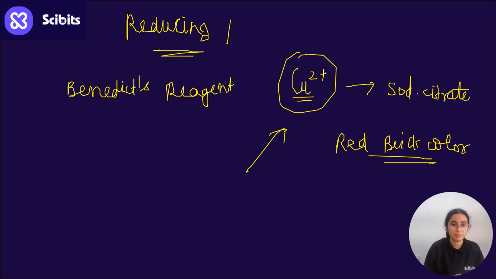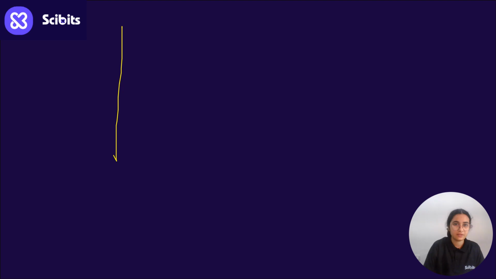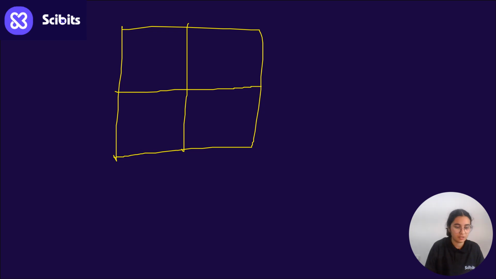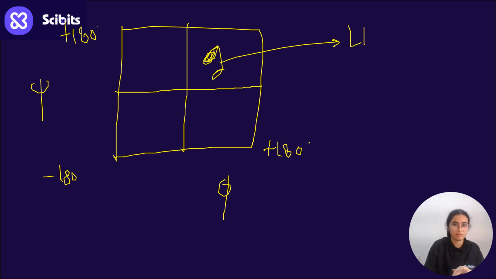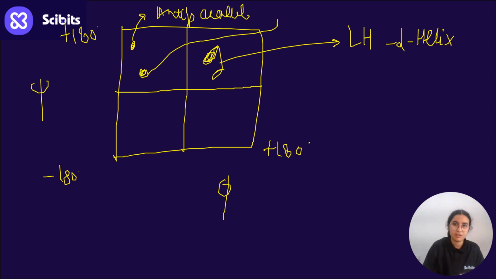Let me tell you quickly about a particular thing, that is the Ramachandran plot. I mean, it's just a revision, right? So there are two angles in this. There are psi angles and phi angles, from minus 180 to plus 180. So in this particular region, there are left-handed helix, alpha helix, and in there anti-parallel beta sheets, and here parallel beta sheets. So basically you can just remember this.